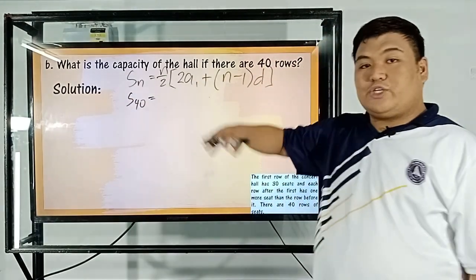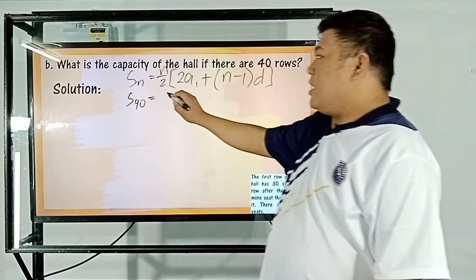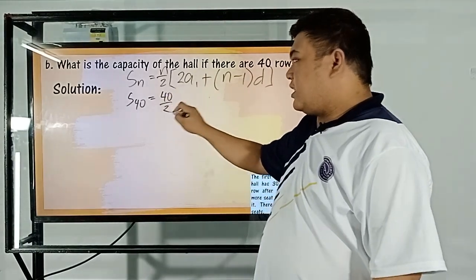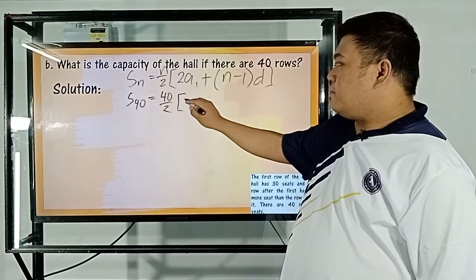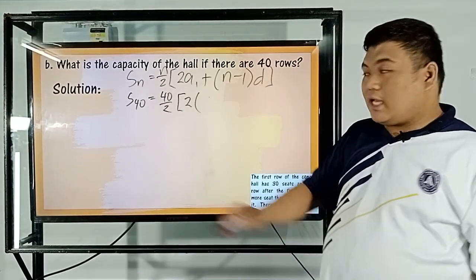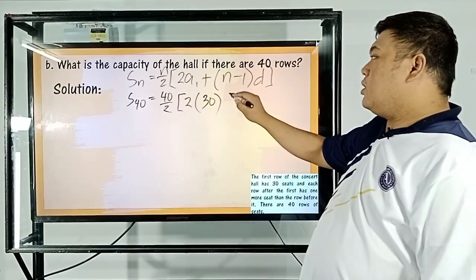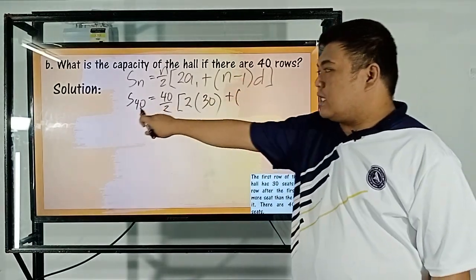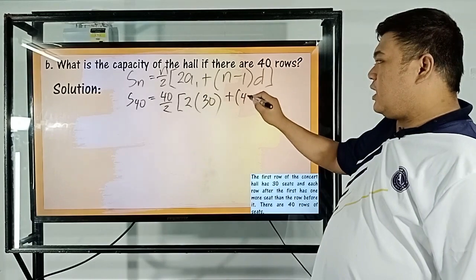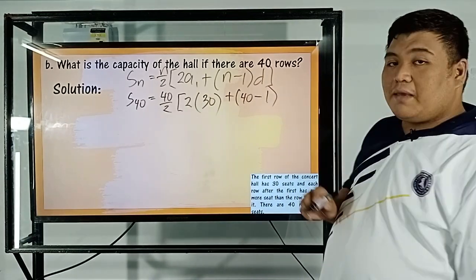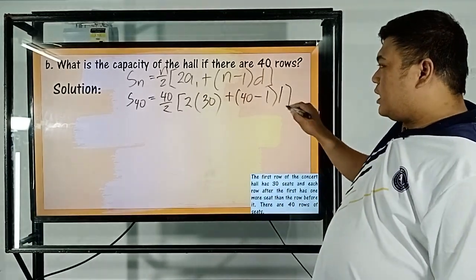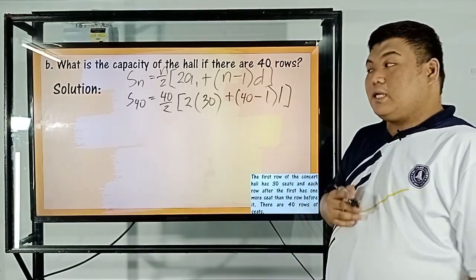So dito po kasi, diretso na natin makukuha yung sum. So we have 40 divided by 2 times 2 times a sub 1 natin kanina, which is 30, kasi 30 seats sa first row. Plus, n ay yung naka-subscript, so that is still 40, minus 1 times the common difference na 1 nung ating sequence.